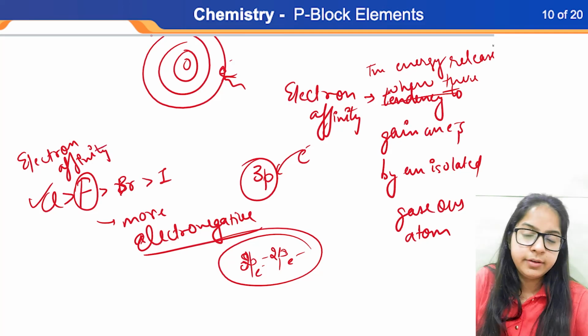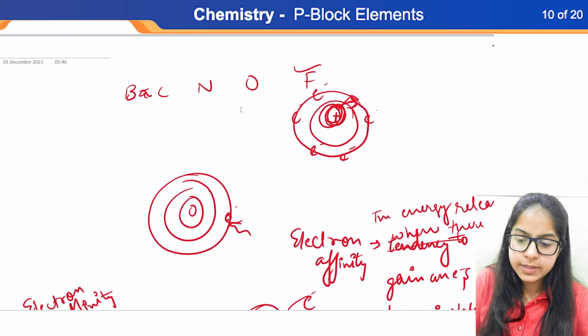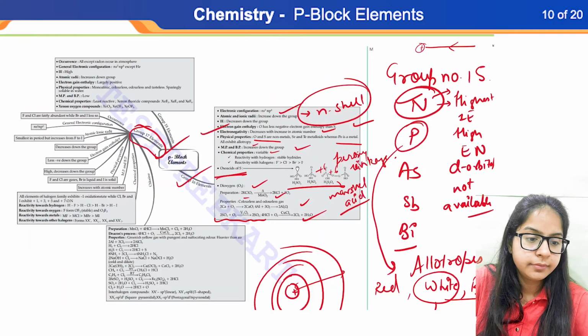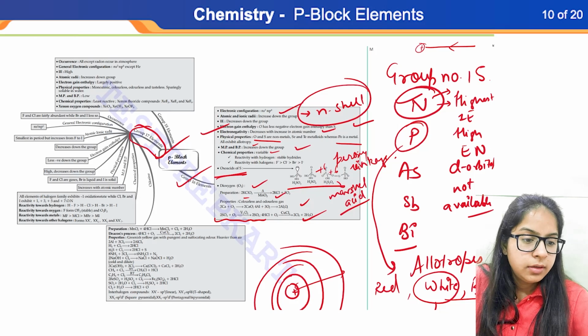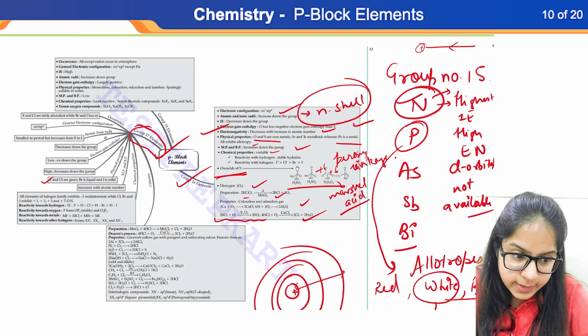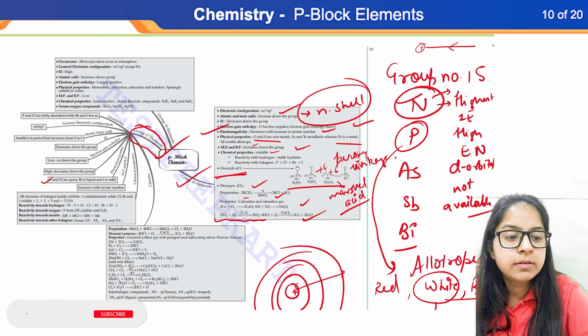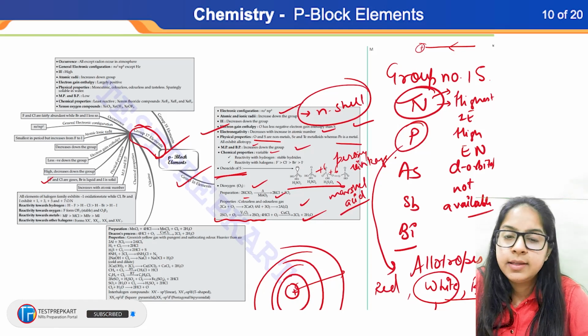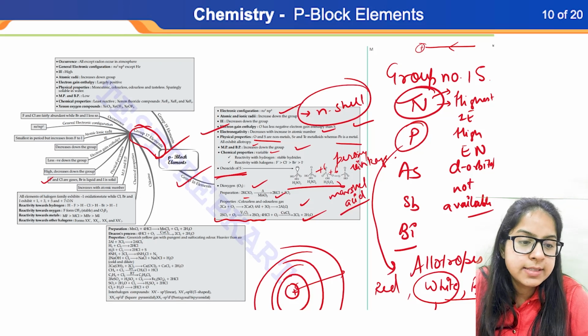Electron affinity trend for the group 17 elements. Now, after that, physical properties. Fluorine and chlorine are gases, bromine is a liquid, and iodine is a solid. Fluorine is a colorless gas. Chlorine is a yellowish green gas. Bromine is a reddish brown liquid. Iodine is a solid, with violet crystals.